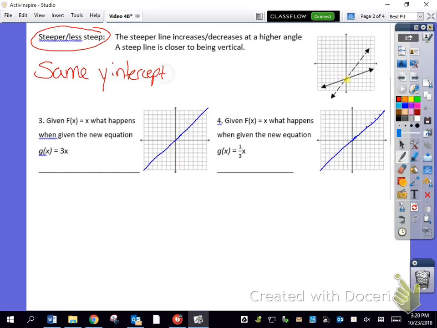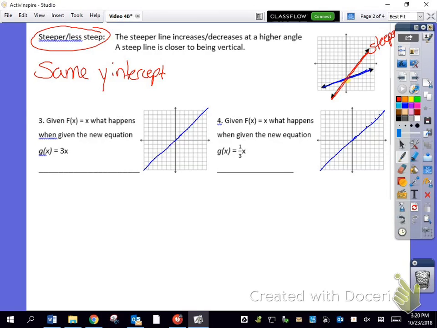Now how do you know if it's steeper or not? There are two lines. Your original line will be the blue one, and your new line will be the red one, okay? So this one is steeper. Think of it like the roller coasters at Six Flags, okay?